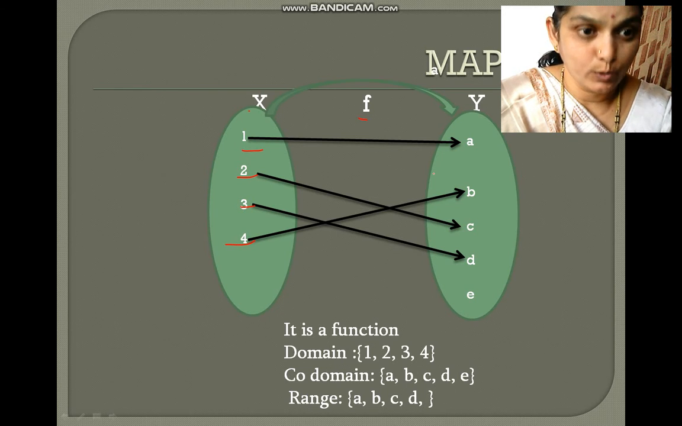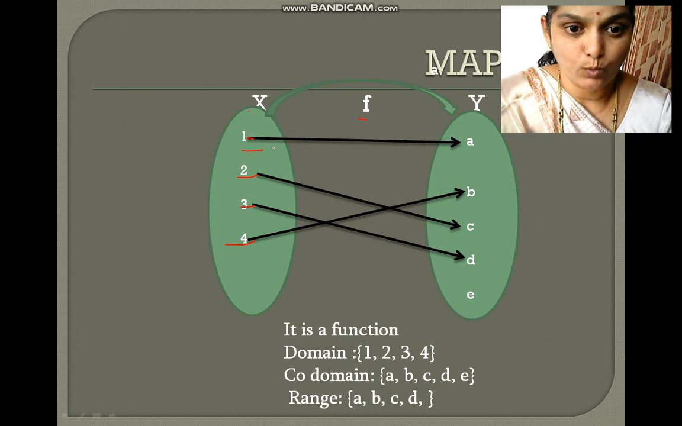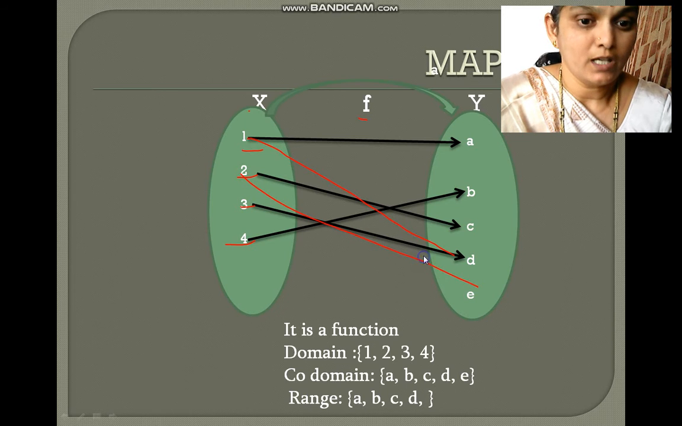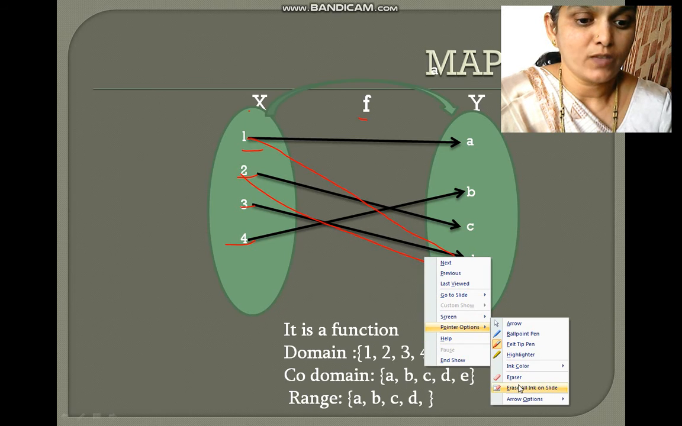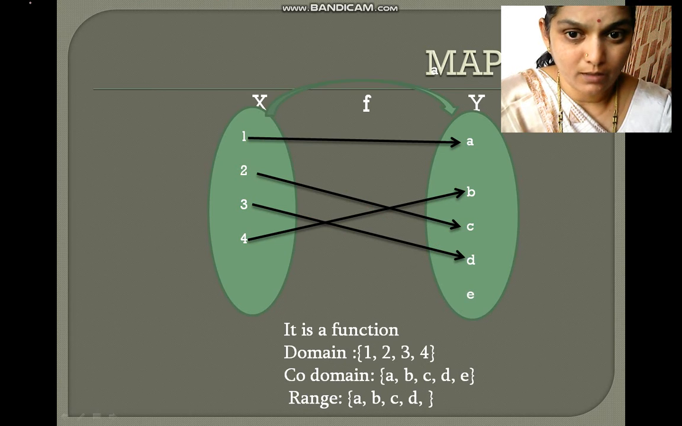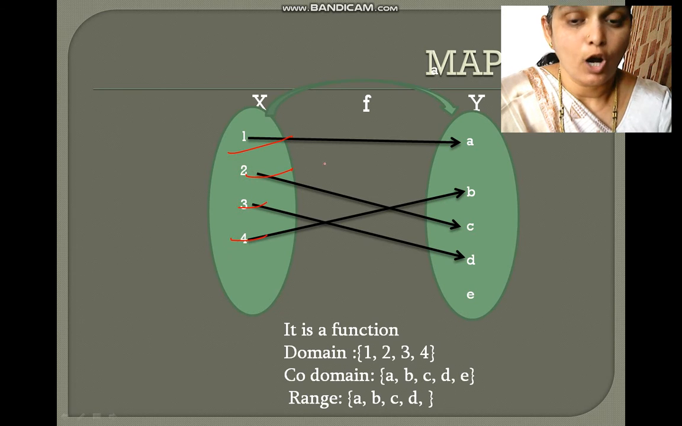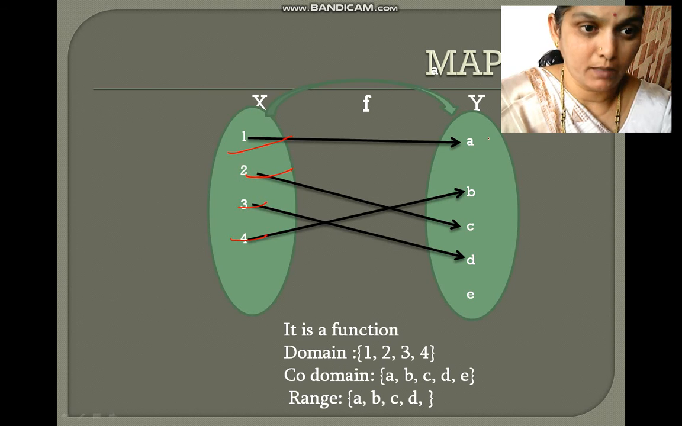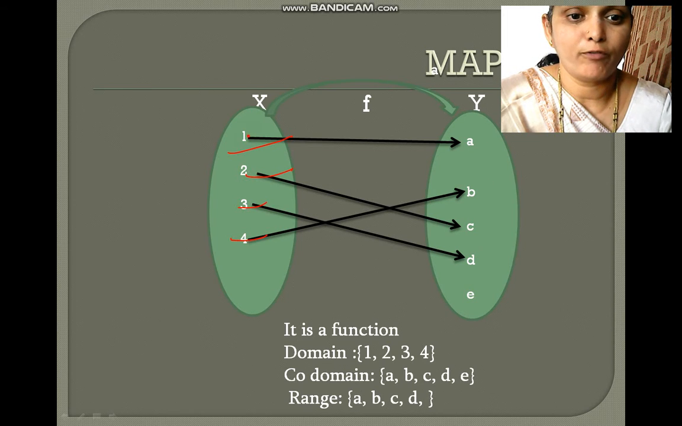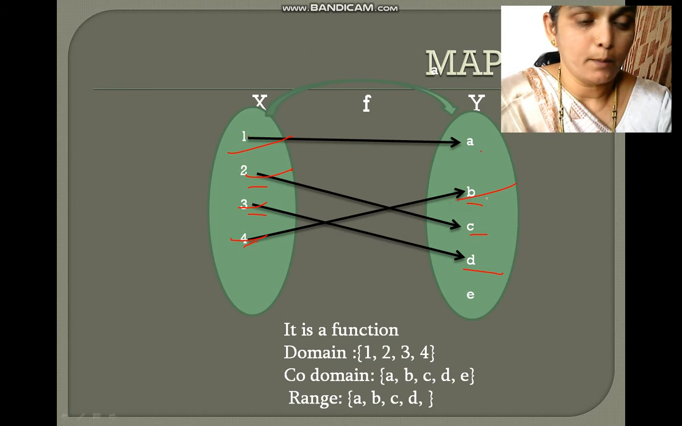Why do I use the word unique? Because it should not happen like this. There is 1, this also has an image D, or 2, it has an image E. This should not happen. If this happens, we say that it is not a function. Then how do you define a function? A mapping f from x to y is said to be a function if every element of the set x has its unique image in the set y. Here we say f of 1 is A, f of 2 is C, f of 3 is D, and then f of 4 is B.